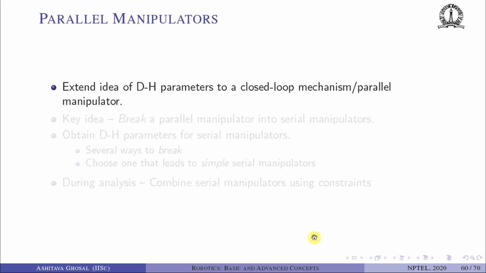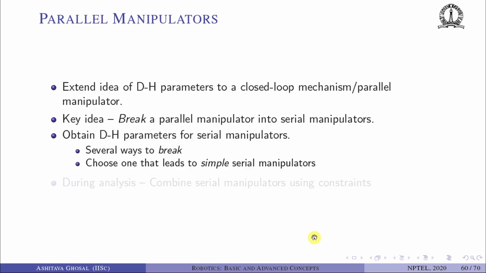Okay, so after these two examples, I want to extend this notion of DH parameters to parallel robots or to closed loop mechanisms. The key idea is that we break a parallel robot or a closed loop mechanism into serial robots. Okay, that is the most important thing. So once you break it, a parallel robot is broken into one or more serial robots. And for each serial robot, we can easily find the DH parameters.